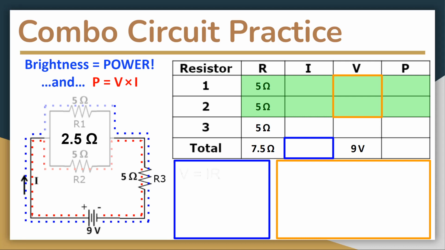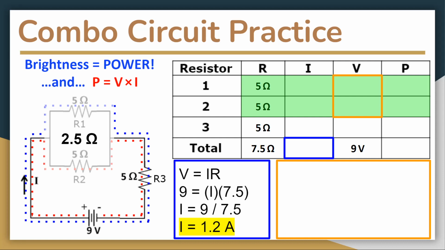Okay, and so let's go ahead and solve for this total current value. Again, voltage equals current times resistance. My voltage is 9. My total resistance is 7.5. So 9 equals I times 7.5. Divide both sides by 7.5, and 9 divided by 7.5 is 1.2 amps. And so that would be the total current in my circuit. Okay, and so we can fill that value in. I also know that that is the same current that goes through R3 because the total current has to flow through here. There's not another pathway.